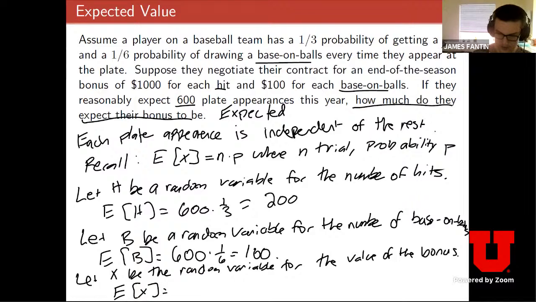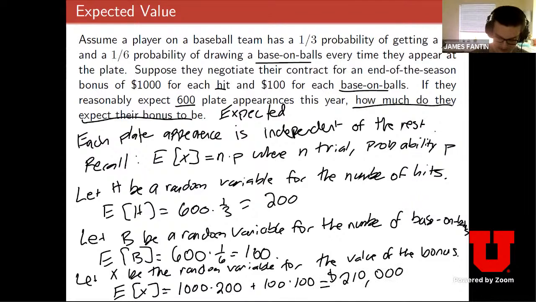Right, and that's just, we've got 600 plate appearances, and we expect 200 of them to be hits. So we can expect that they'll make $1,000 times 200 plus $100 times 100. And this will be $210,000.